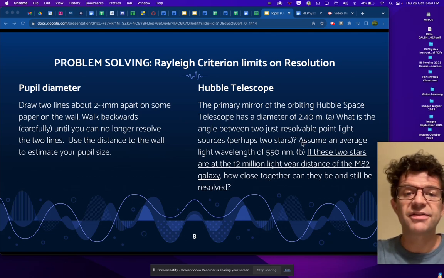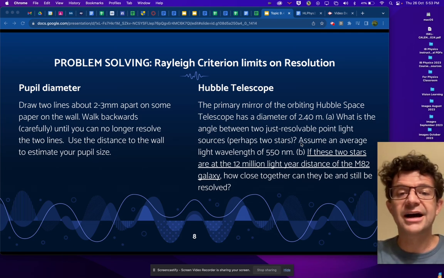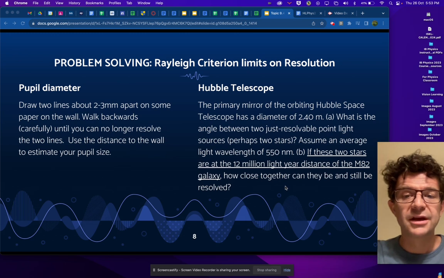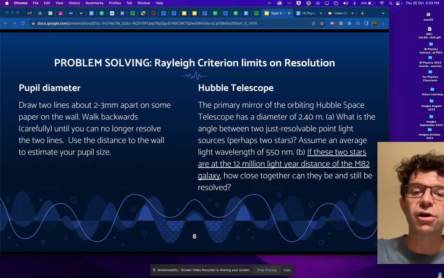And that is the same thing as the ratio of the separation of two stars to the distance away. So here's a picture of, say, two stars that are 12 million light years away. How close together could they be and still be resolved?